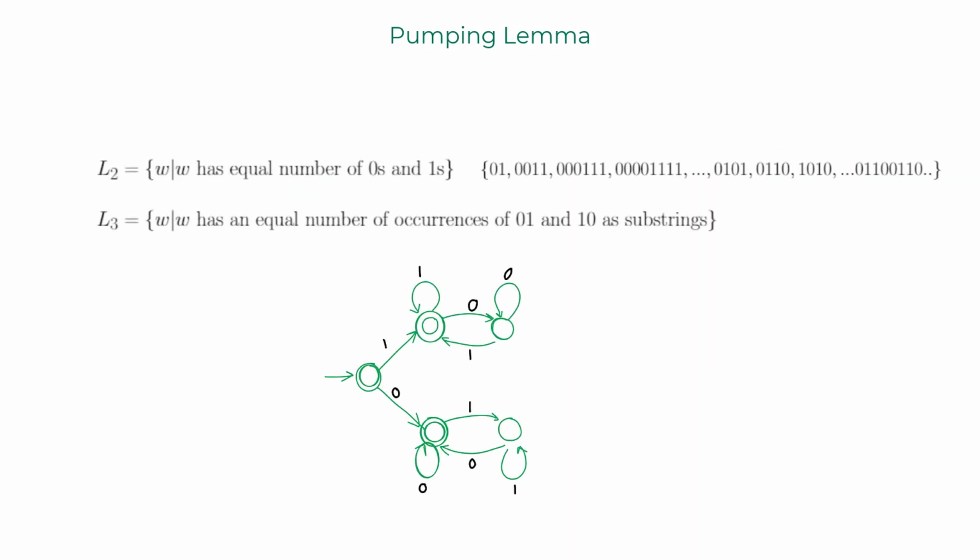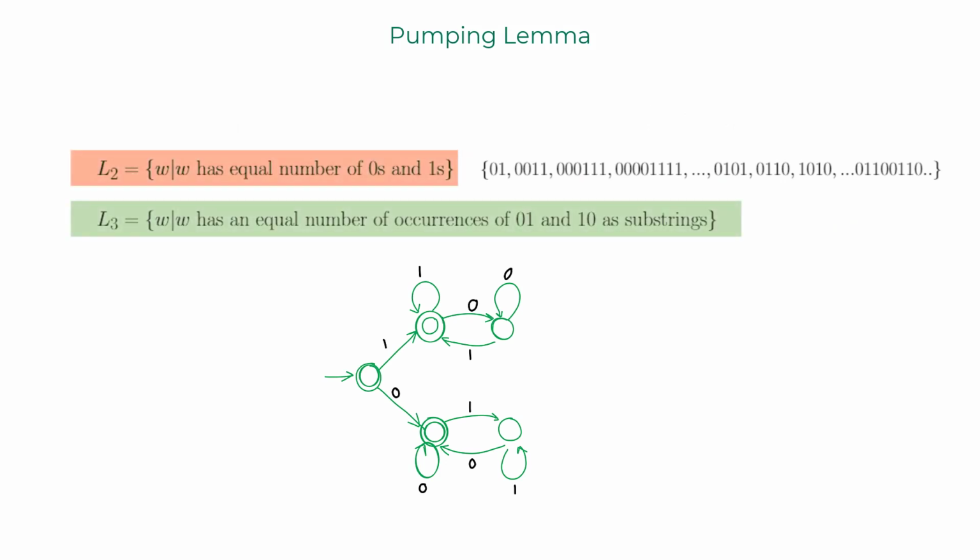You have seen them already. Few are regular and the rest of them are non-regular. How do we identify which of these languages with infinite strings is regular and which one is non-regular? That's where the concept of pumping length comes to our rescue.